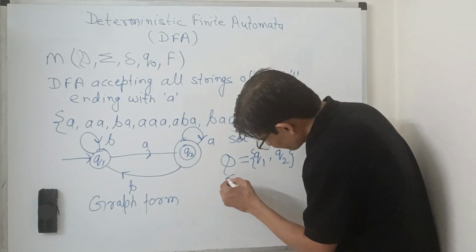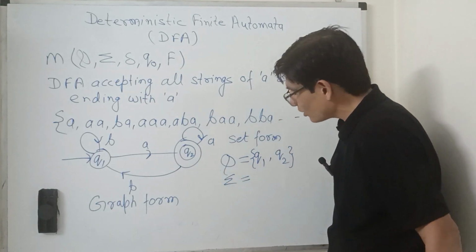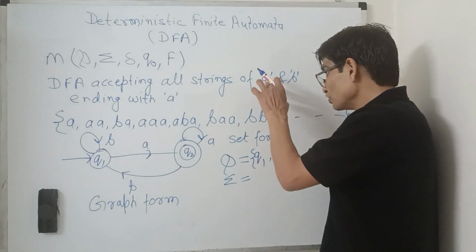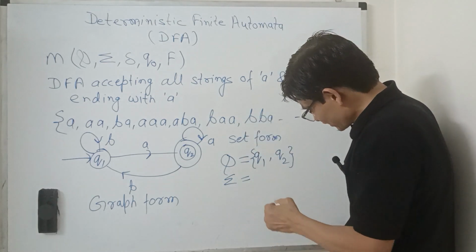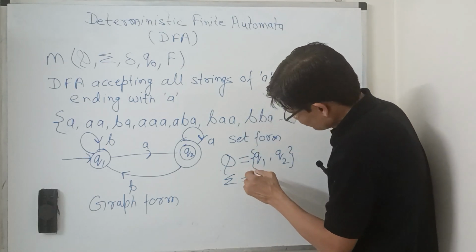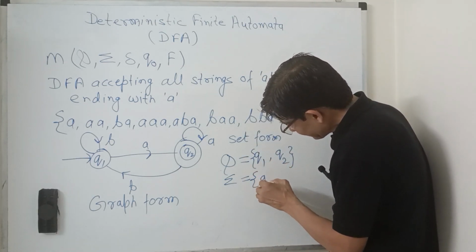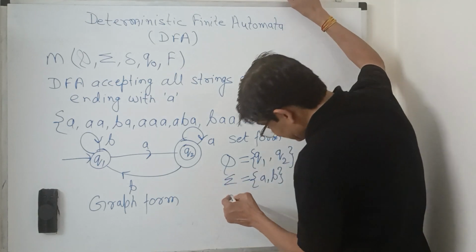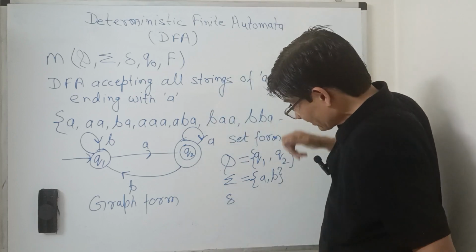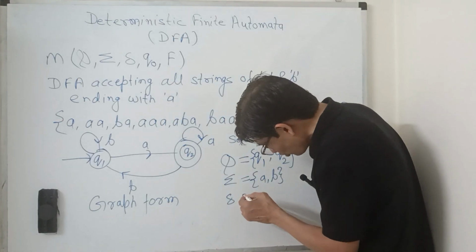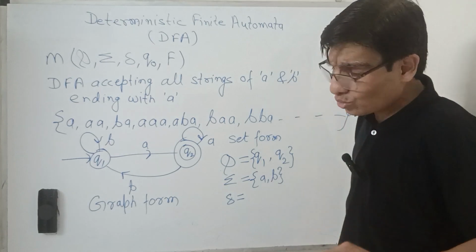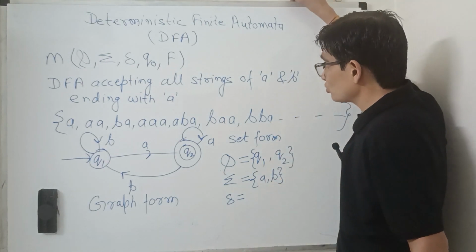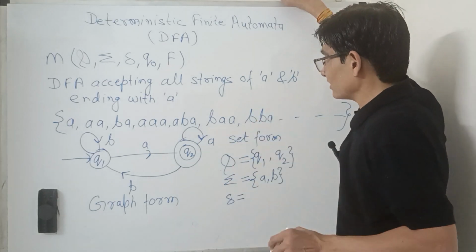Now, sigma is the set of all input symbols. How many input symbols is it accepting? A and B, small a and small b. So I can write A, comma, B. Now the third set is delta. Dear friends, how these transition rules are mentioned, that I will tell you.